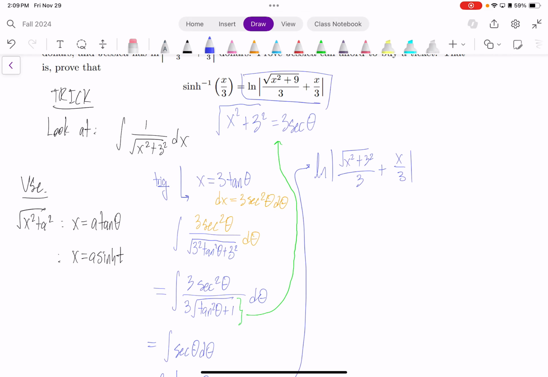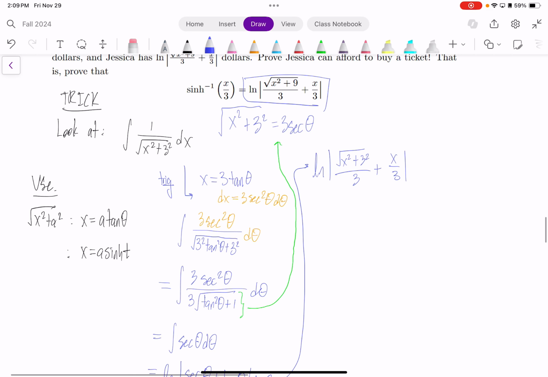Okay, so that's the right-hand side, right? If we can show that the integral that we just computed is also equal to the left-hand side, then we know that the left and right-hand sides have to be equal, right? Are we totally lost here? Yes? Okay, so basically, we want to prove that these two things are equal to each other. We want to show this.